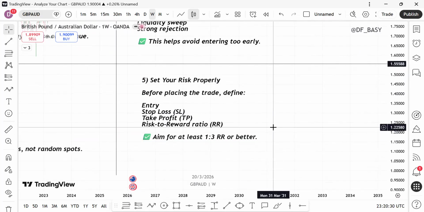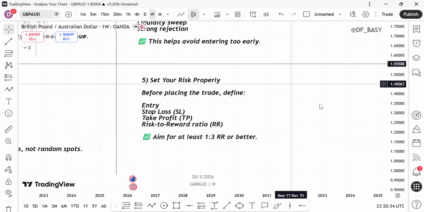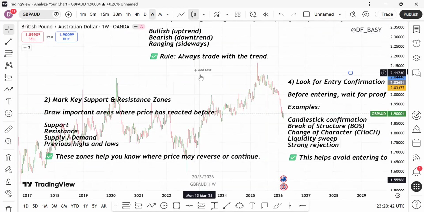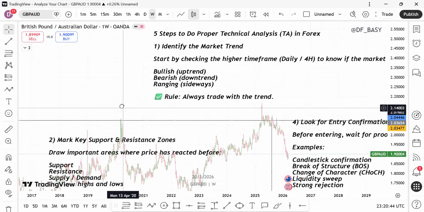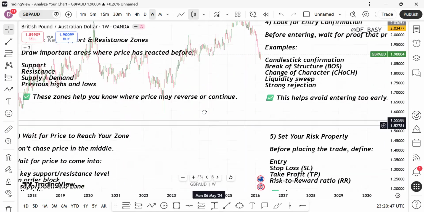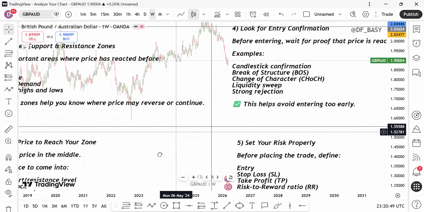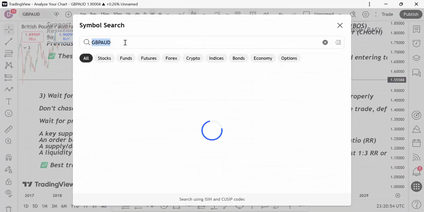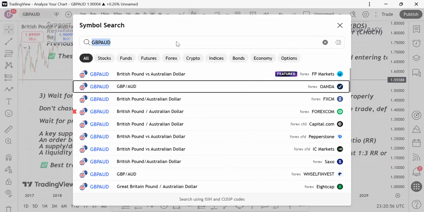I don't go above beyond that. Most times, if I go above that, maybe the trade was too good and too solid. So with all this said and done, let me just do basically what I've preached. You identify the trend, you mark out your key zones. After marking out your key zones, you wait for price to reach your key zone, then you look for confirmation, then you set your key entry, SL, and TP.